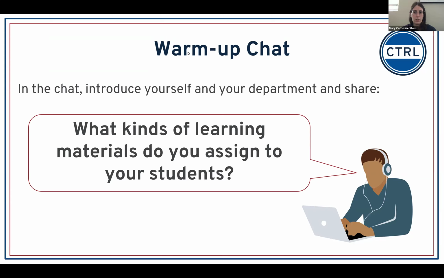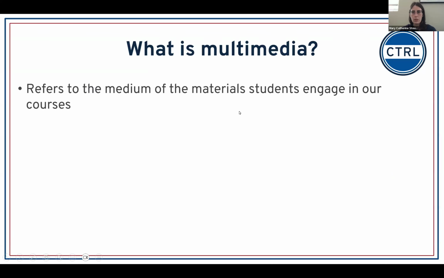Published articles, book chapters, websites. Websites are another good one. It doesn't only have to be text from academic sources, even films. Okay, so what is multimedia? It sounds like you all have a pretty good idea already, but we'll just go over it to make sure everybody's on the same page.